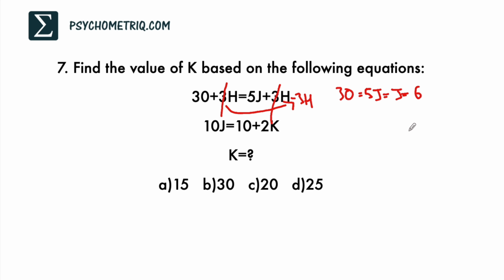We already have the letter j, but they are asking for the letter k. So this would be 60 because it is 10 times 6. Equals 10 plus 2k. And if we take the 10 to the other side, it would be 50 divided by 2.